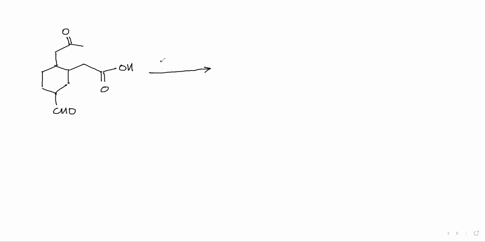Now give me the product for sodium borohydride. Okay, I am numbering these carbons. One, this is C double bond O. First tell me, how many carbonyl groups can you see?